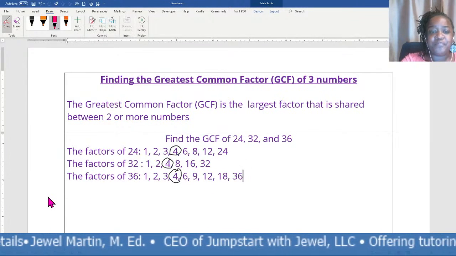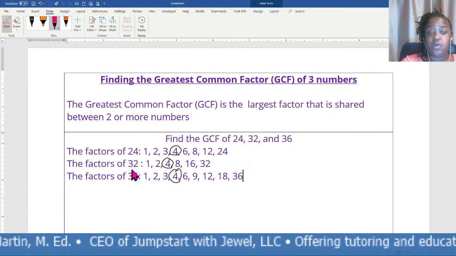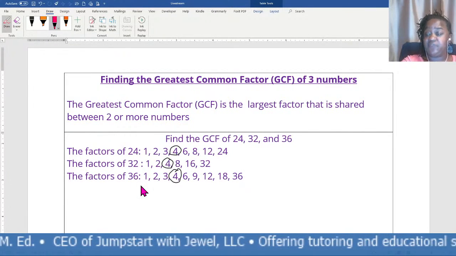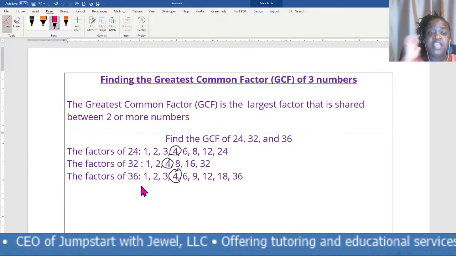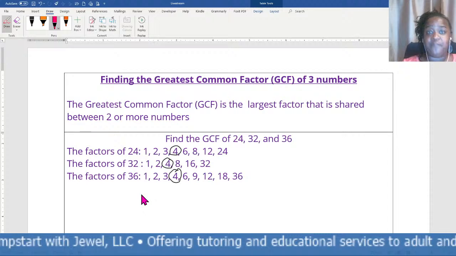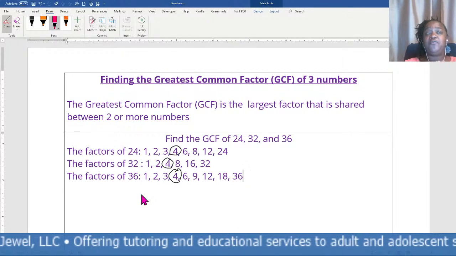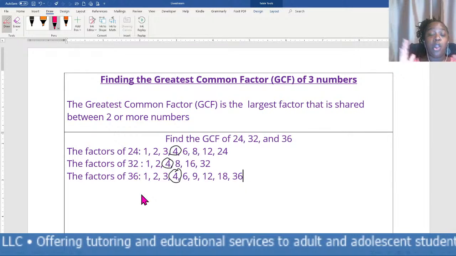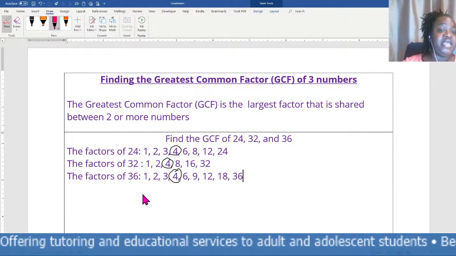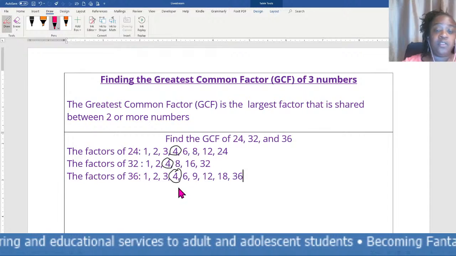So 4 is the greatest common factor of 24, 32, and 36 if you want to list them. If you don't want to list them, the other way to do it is a factor tree. When you have a factor tree, it makes it easier, especially if you have to list the factors of larger numbers. Because if you have larger numbers, you'll be listing and going on and on and on.